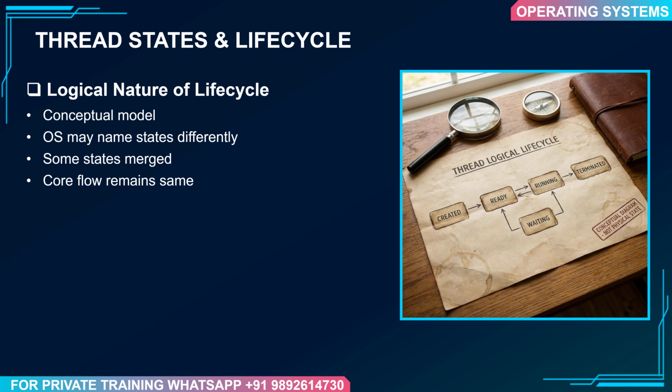It is important to note that the life cycle we just discussed is logical, not physical. The operating system does not always label states exactly the same way internally. Some systems merge states or use different names. However, the core idea remains consistent across operating systems. A thread is created, becomes ready, runs, may wait, and eventually terminates.